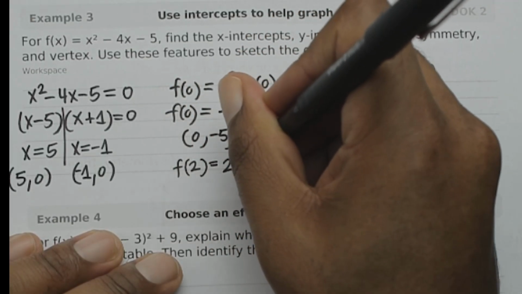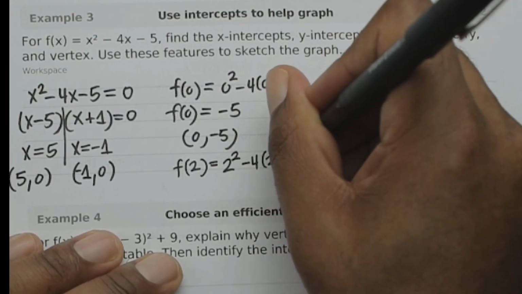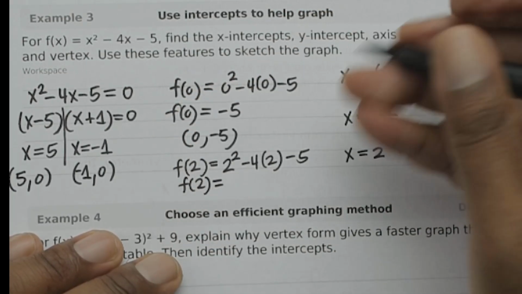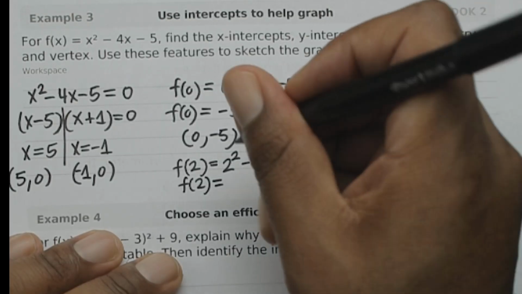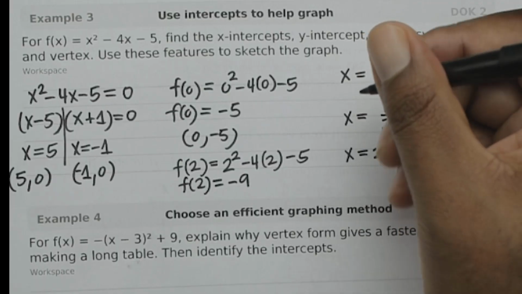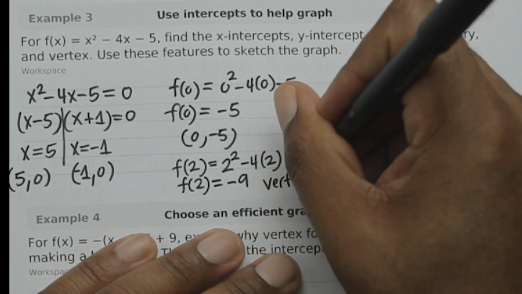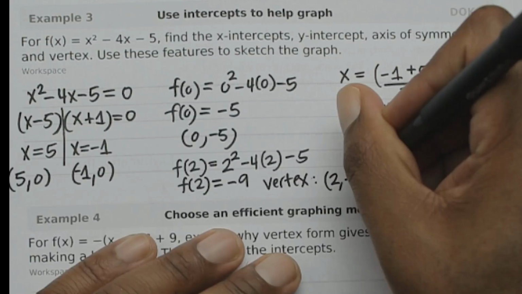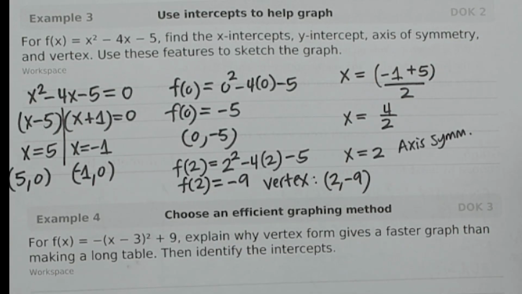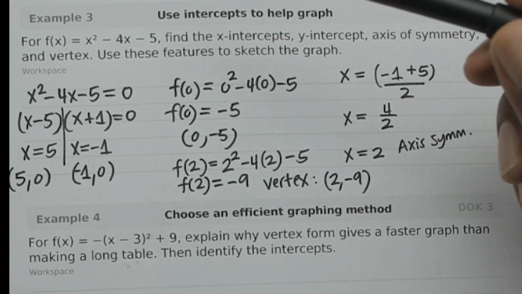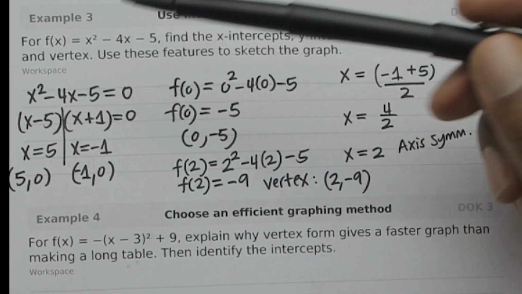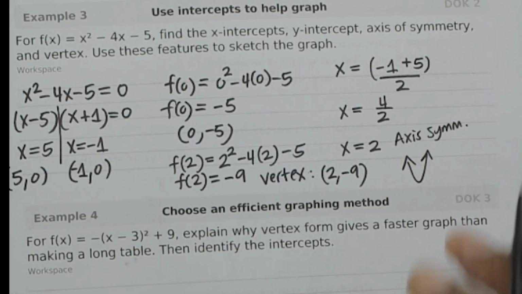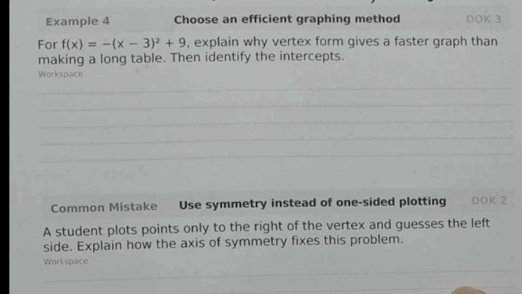So it's going to be 2 squared minus 4 times 2 minus 5. f of 2 equals 4 minus 8 minus 5, which is going to be -9. So the vertex is (2, -9). And again, since a is equal to 1, the parabola is going to open upward in this question.